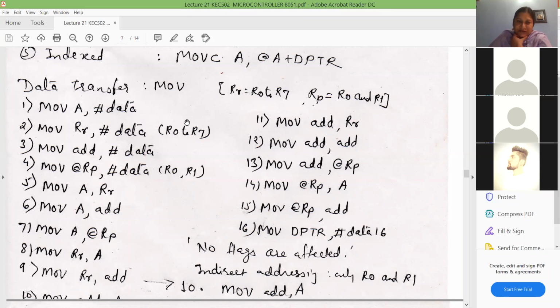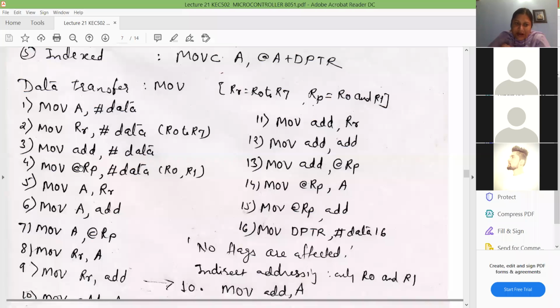So what are the categories of instructions? You have MOV A, comma, immediate data. So 8-bit immediate data can be moved into the accumulator. Then you can move immediate data into any of the registers. When I say Rn, this n can be from 0 to 7. So you can move immediate data into R0, R1, R2, R3, R4, up to R7, that is R0 to R7.